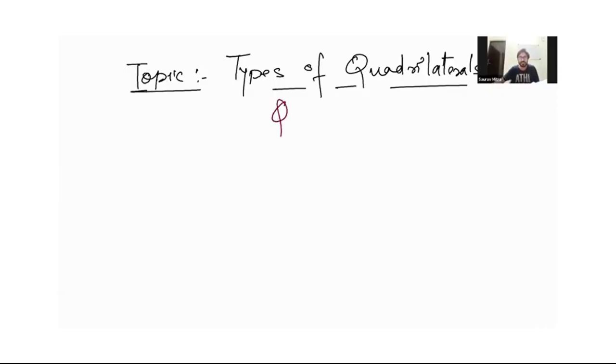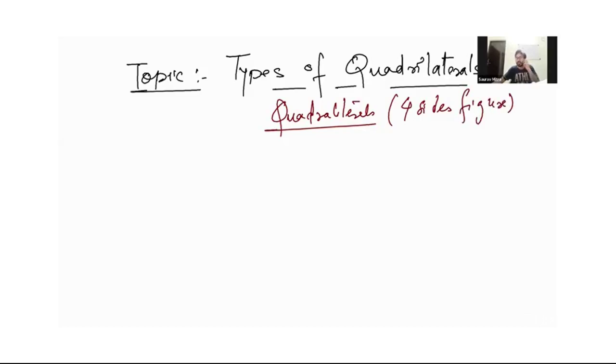So what is a quadrilateral? A quadrilateral is a figure with four sides, okay? Four sides figure. So particularly it is a geometrical figure with four sides. Further we divide the quadrilaterals into three types.